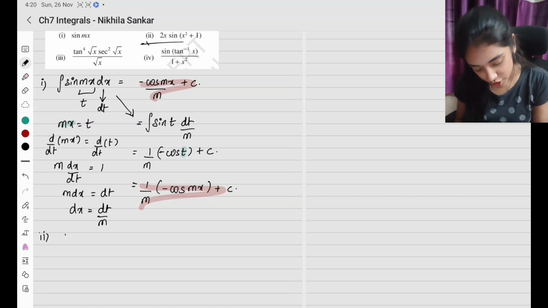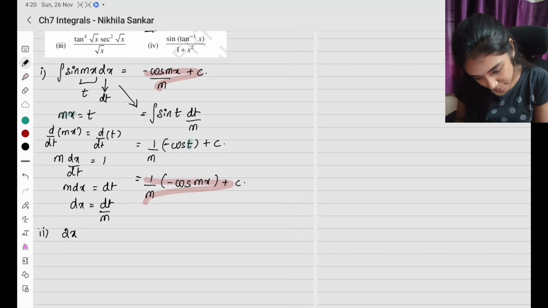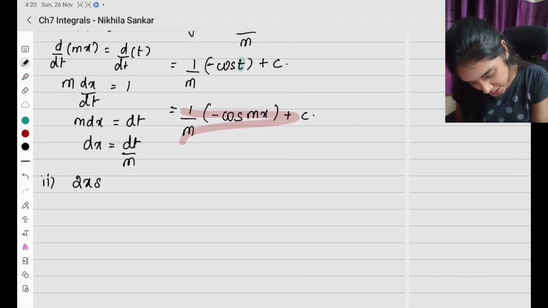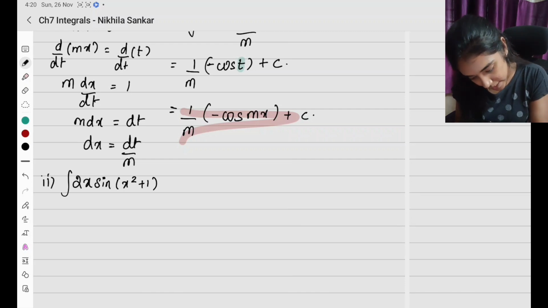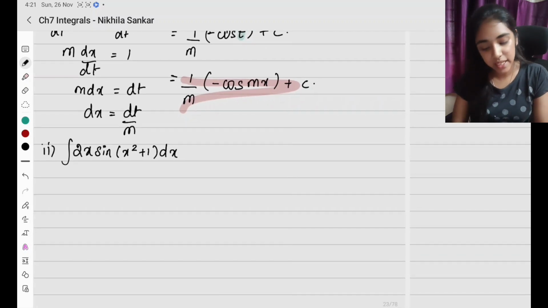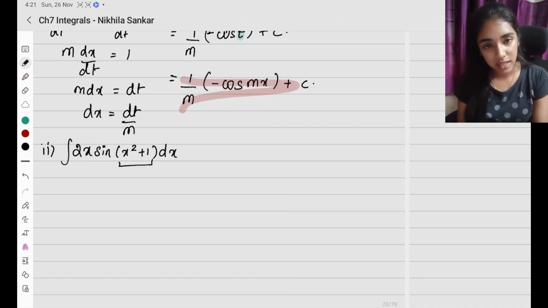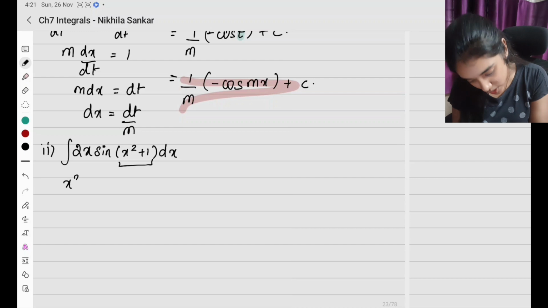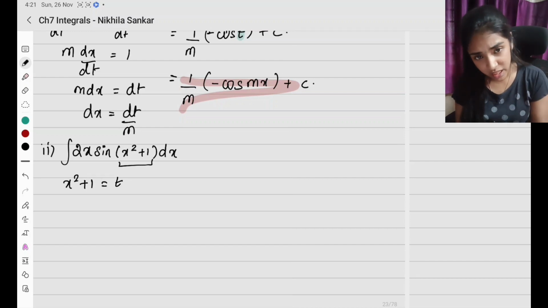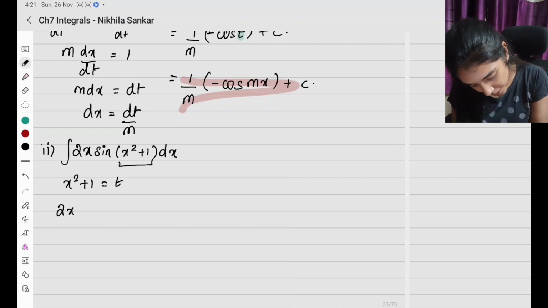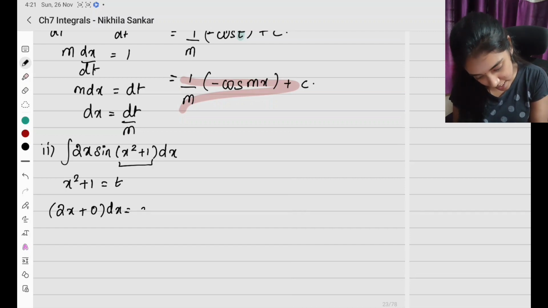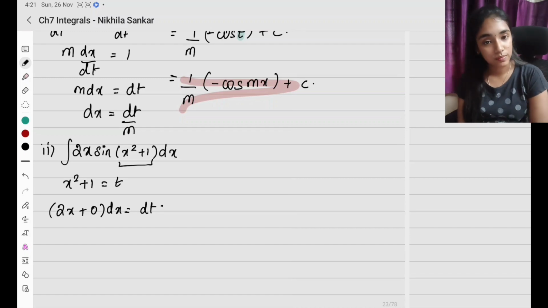So second subsection I have 2x times sin x square plus 1 integral dx. இப்போ நான் இங்க என்ன substitution பண்ண போறேன்? I'm going to take sin ஓட இந்த theta as x square plus 1, which is x square plus 1 to be t. இப்போ இதை நான் டிஃபரன்ஷியேட் பண்ண என்ன ஆகும்? 2x plus 0 times dx equals dt ன்னு வந்துடும்.